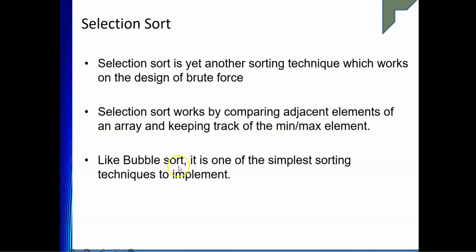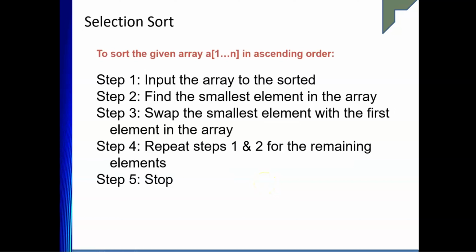Like bubble sort, it is one of the simplest sorting techniques to implement. The simple algorithm is: input an array to be sorted. Here I am talking about the smallest element. Find the smallest element in the array and swap it with the first element in the array. We are doing ascending order. So I find the smallest element after scanning all the elements, swap it with the first position, and then repeat this till the entire sorting is done.